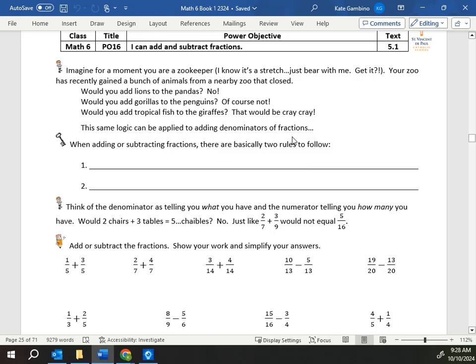Today we are working on PO16. I can add and subtract fractions.